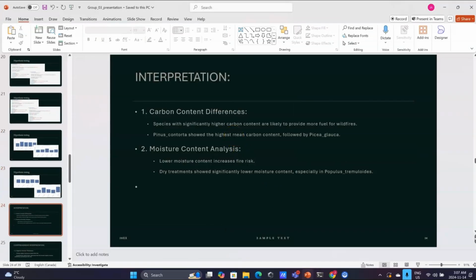Firstly, the carbon content differences. Species with higher carbon content are likely to provide more fuel to wildfires than the others. In this case, Pinus contorta showed the highest mean carbon content, and after that it's Picea glauca. So these two species can generate more fire than any other. Then the moisture content: lower moisture content means a higher fire risk, so moisture content works as a fire resistor.